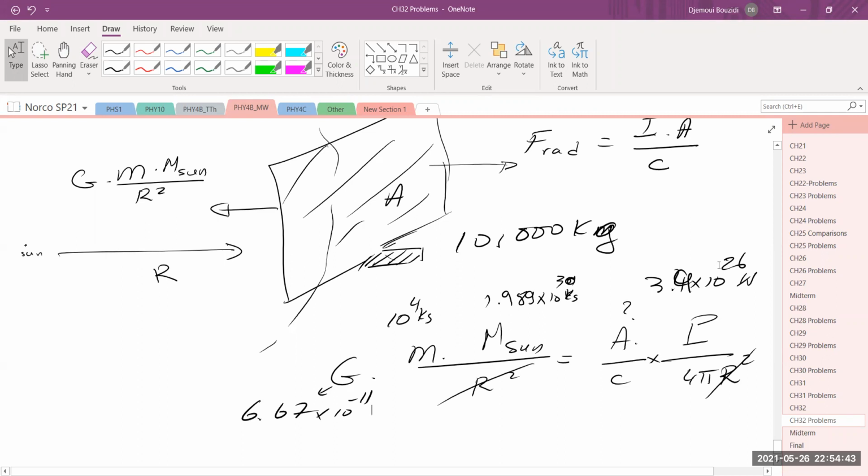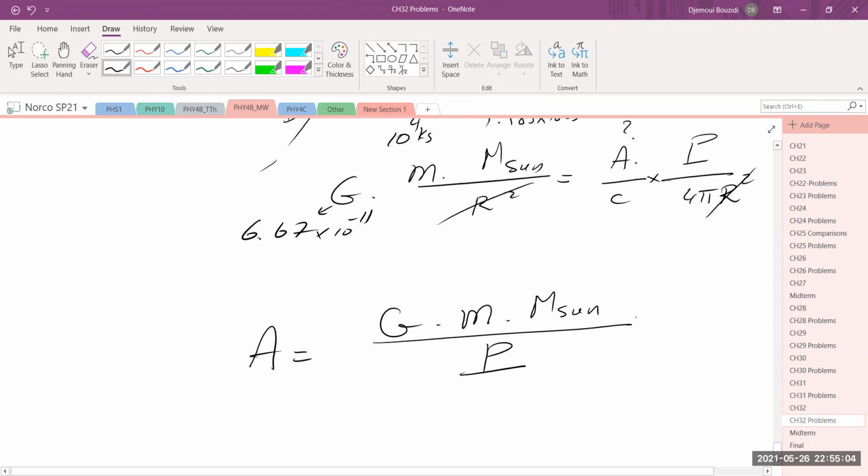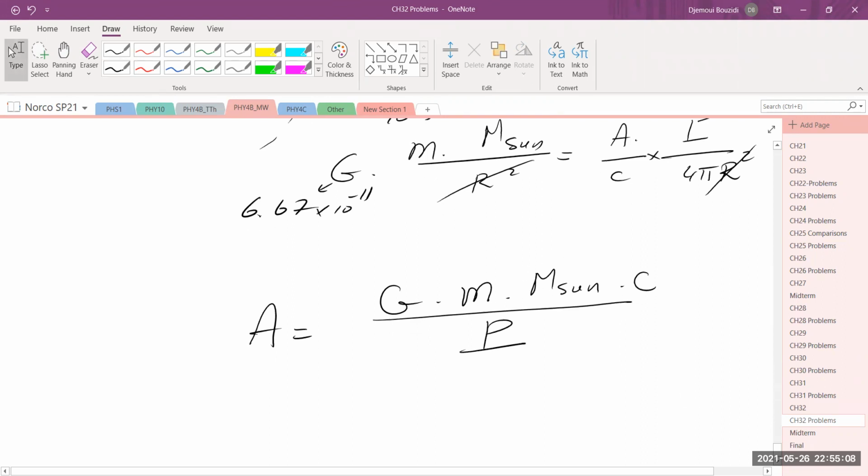So don't forget, I have in here 10 to the power 26, 10 to the power 34, 10 to the negative 11, and the speed of light, don't forget it's c. So the area A must be equal to G times M of the sun divided by P, the power of the sun, and times the speed of light c. So that is basically in a nutshell what these things are.